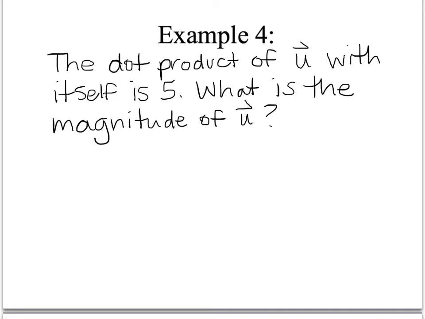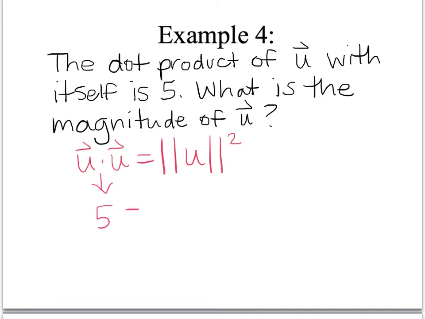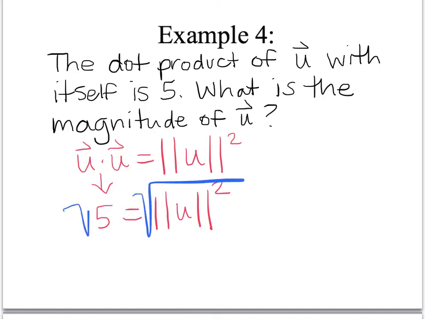So look at your list of properties, number 4. Now ours was in V's, but basically U dot U should equal the magnitude of U squared. So if the dot product of U with itself is 5, then we want to find out what the magnitude is. Well, right now, according to my property, 5 is the magnitude squared. So if I want to know what the magnitude is, I just have to take the square root, and the magnitude of U should equal the square root of 5.